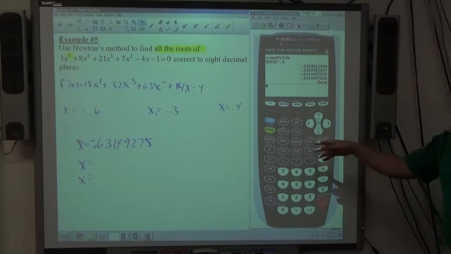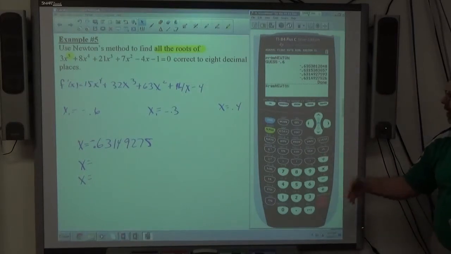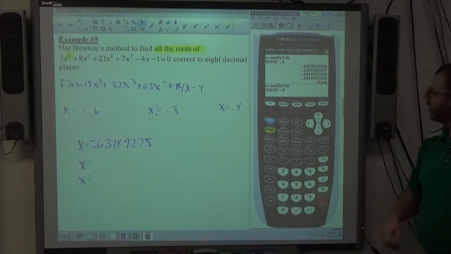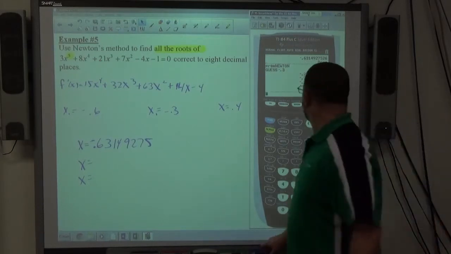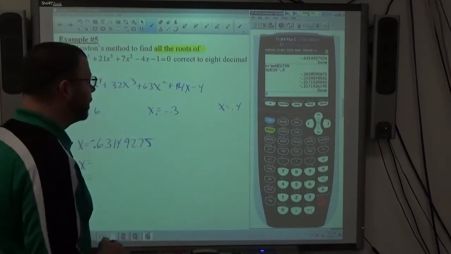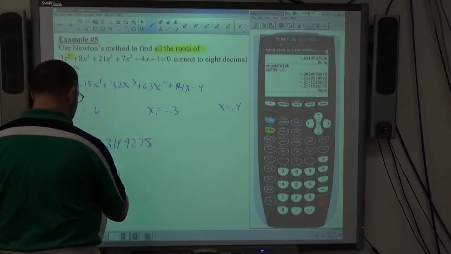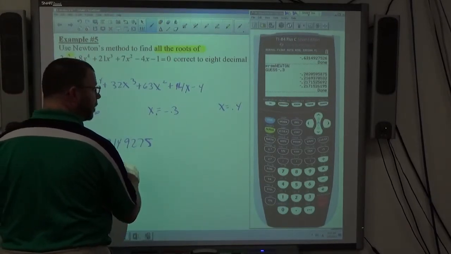Now I can hit program Newton again. If I just hit enter, it immediately brings it back up. Negative 0.3 is my next guess, and we end up with a different answer. 8 decimal places on that would be negative 0.21715262.